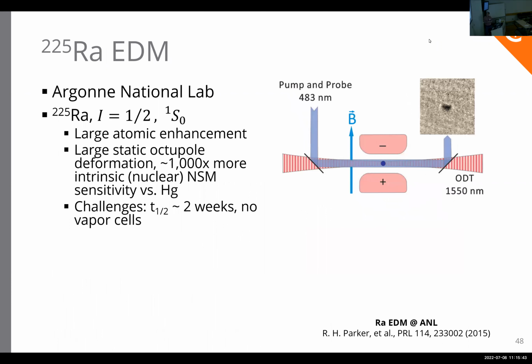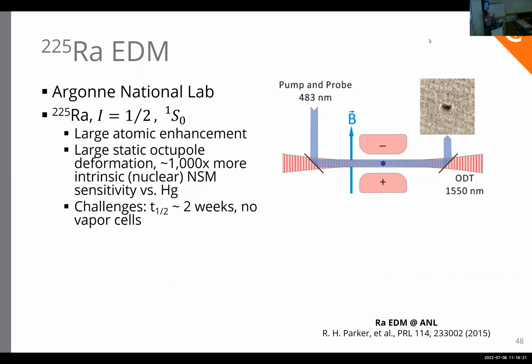So there's another experiment which is also similar in many respects, but has some key differences which relate to other things I'll talk about later. That's the radium EDM experiment, based out of Argonne National Lab. That experiment uses radium-225, which, very similar to mercury, has a nuclear spin of a half. It has this closed electron shell. It has a very large atomic enhancement, even larger than mercury because radium is even heavier than mercury. And it also has this static octupole deformation.